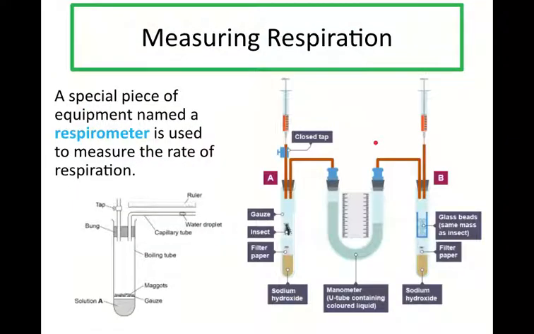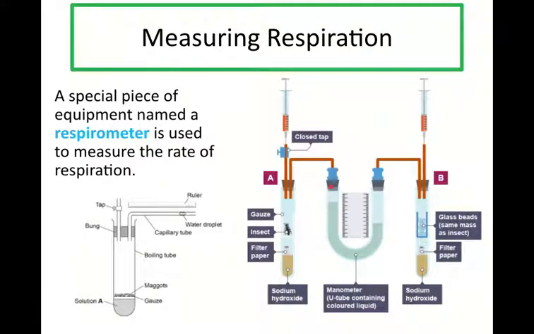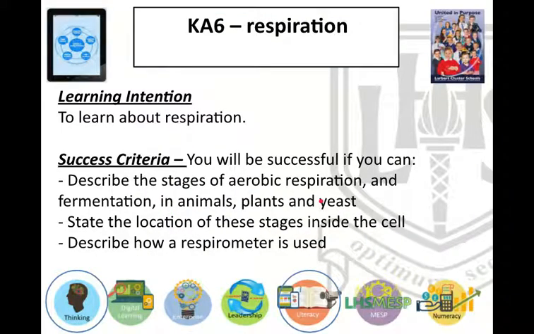And that's what you can see in this more complicated setup on the right here. On the left-hand side is the living thing, and on the other side we have the exact same setup, but this is a control with the glass beads being the only difference. Therefore, we would expect that because the living insect is respiring over here and glass beads don't respire, this side would have a change in pressure, and the liquid in the tube in the middle would move towards the left-hand side instead.